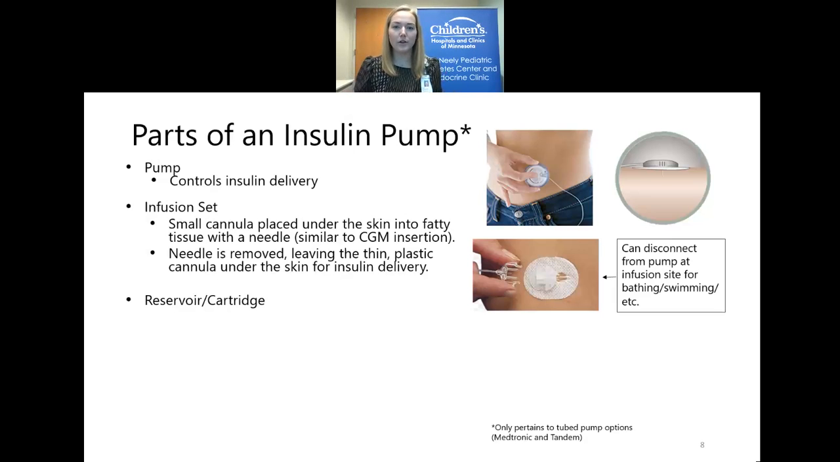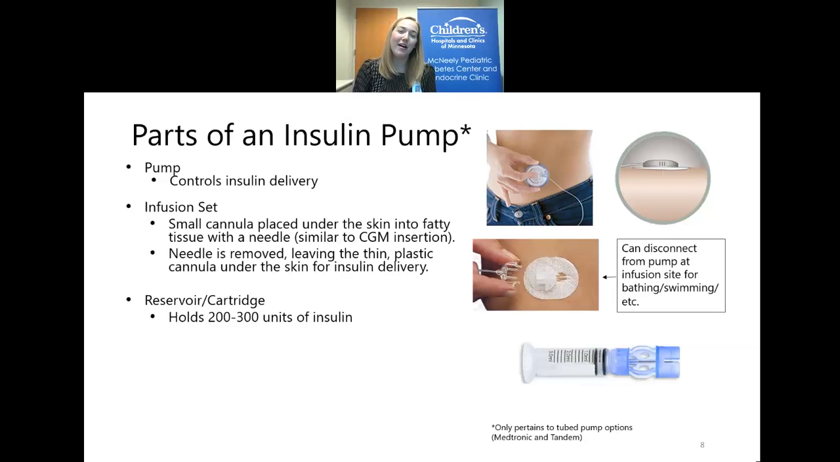All right, third part of our insulin pump is the reservoir or cartridge. Depending on which brand you have, that's what it's called. This is what one of the brands looks like. Our reservoir is what is holding the insulin. Each brand holds between 200 and 300 units of insulin.